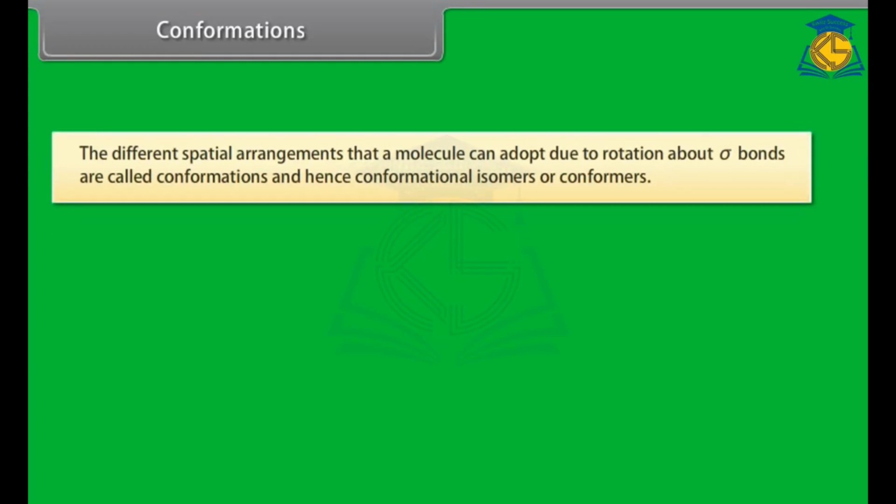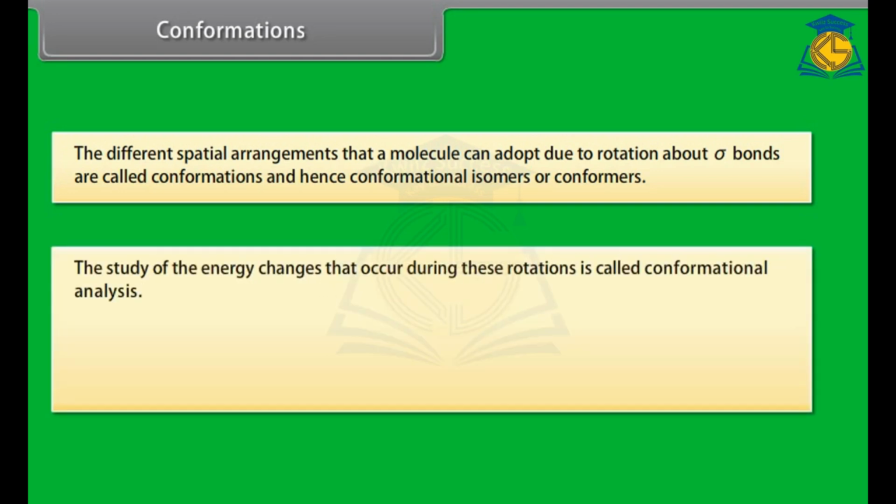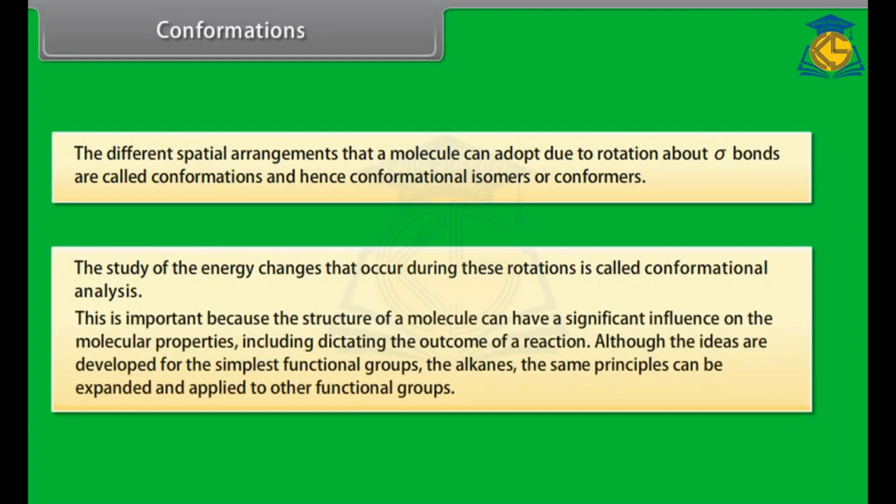Conformations. The different spatial arrangements that a molecule can adopt due to rotation about sigma bonds are called conformations, and hence conformational isomers or conformers. The study of the energy changes that occur during these rotations is called conformational analysis. This is important because the structure of a molecule can have a significant influence on the molecular properties, including dictating the outcome of a reaction, although the ideas are developed for the simplest functional groups, the alkanes.